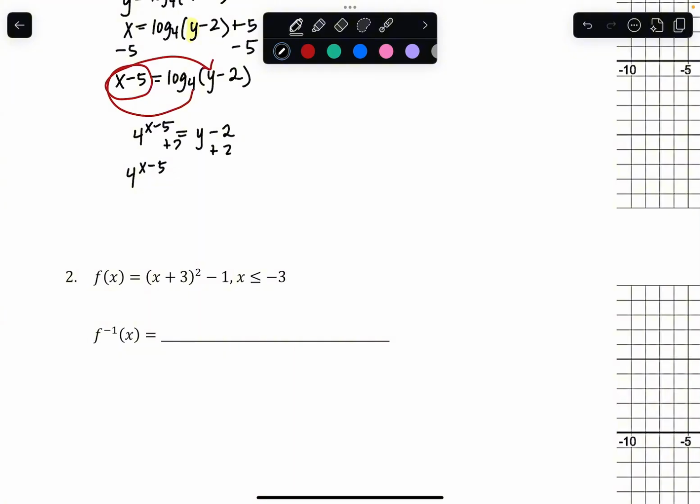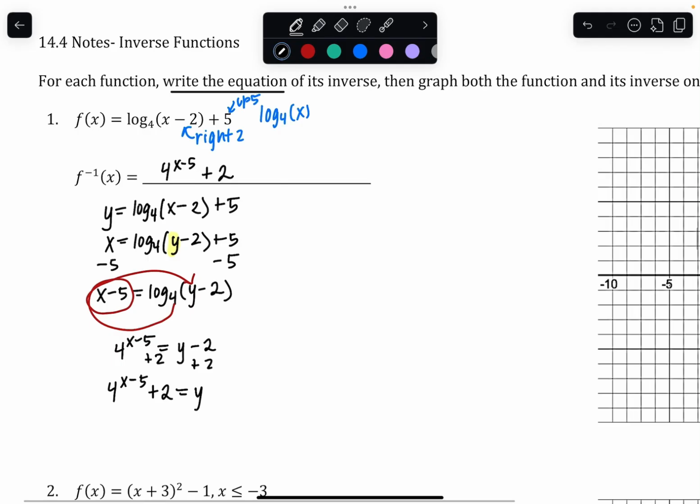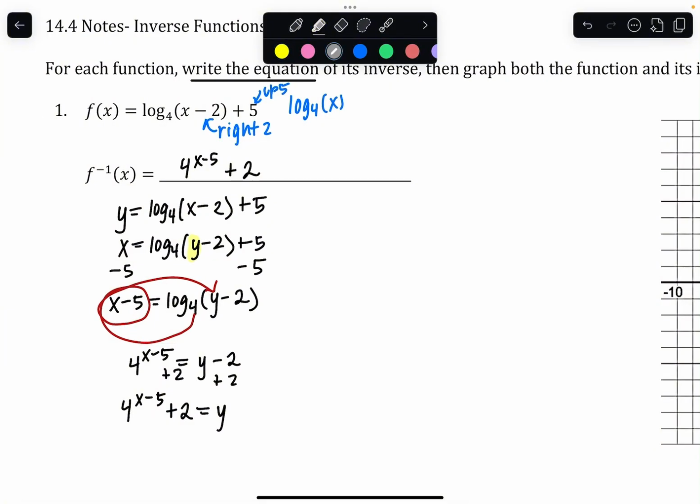And when you add the 2, don't make it part of the exponent. It just stays outside. And so our inverse function is 4 to the x minus 5 plus 2. And so something you may notice about the inverse function and the original function is if you start with a log base 4, you should end with an exponential base 4. If you started with a minus 2 inside, you should end up with a plus 2 outside. And then if you started with a plus 5 outside, you should end up with a minus 5 inside.